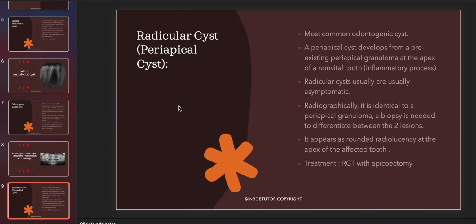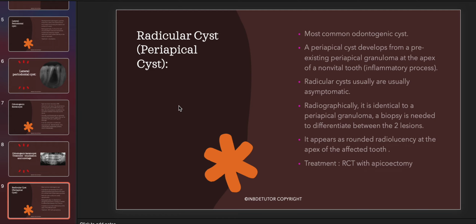Now, the next one we are going to talk about is the radicular cyst or the periapical cyst. Again, I already mentioned when we were talking about the dentigerous cyst that the dentigerous cyst is the second most common odontogenic cyst, and the radicular cyst is the most common odontogenic cyst. The teeth associated with the radicular cyst are non-vital, and they are usually asymptomatic.